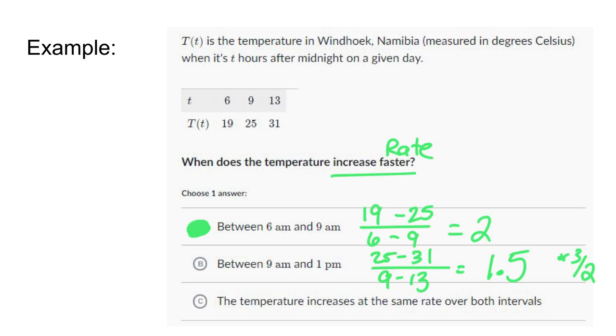The next one asks you to see when the temperature increased faster. That means you had to compare the rates of increase for both of those intervals there. So from 6 a.m. to 9 a.m., I used those points, calculated slope. And then from 9 to 1, I used these points to calculate slope. And I found that the first two had a faster slope than the second two. So A was the correct answer there.